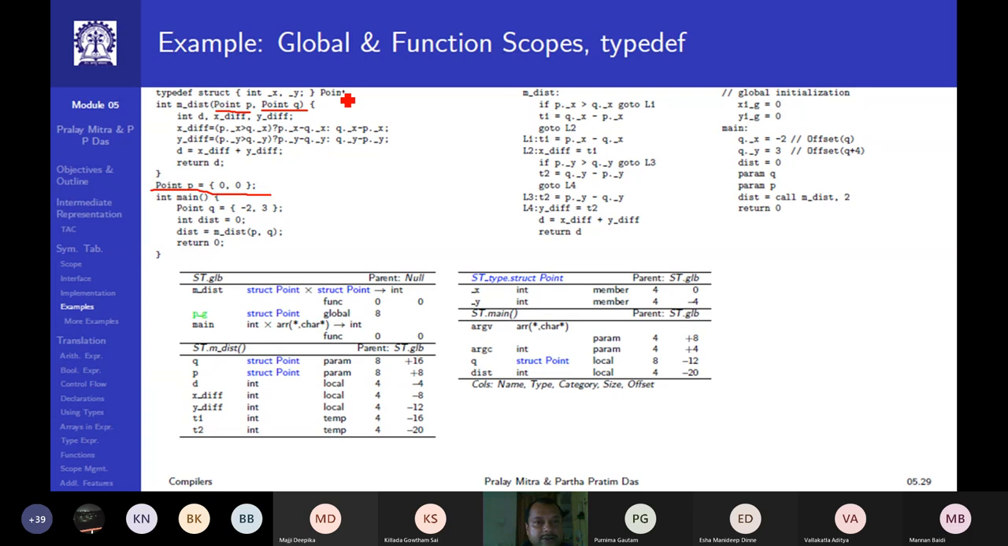So according to this, the 3 address code will also change. The names of the variables all will change here. Okay, and a more interesting change will be in the symbol table. So in the symbol table, mdist and main will be there, but their arguments, instead of int cross int cross int maps to int, it is now struct point cross struct point maps to int for mdist. For main it will be the same, there is no change actually.